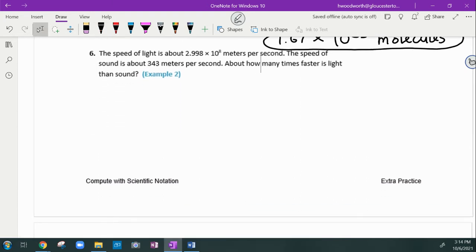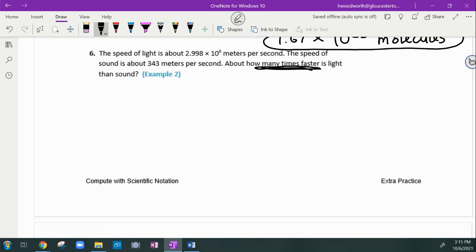All right, the speed of light is about that many meters per second. The speed of sound is about that many meters per second. How many times faster is light than sound? So what we'll have to do here, I'm going to use a calculator for this division. You'll notice when you probably need to use a calculator because it's really silly to divide these. But anyway, how many times faster? So we're using division here.